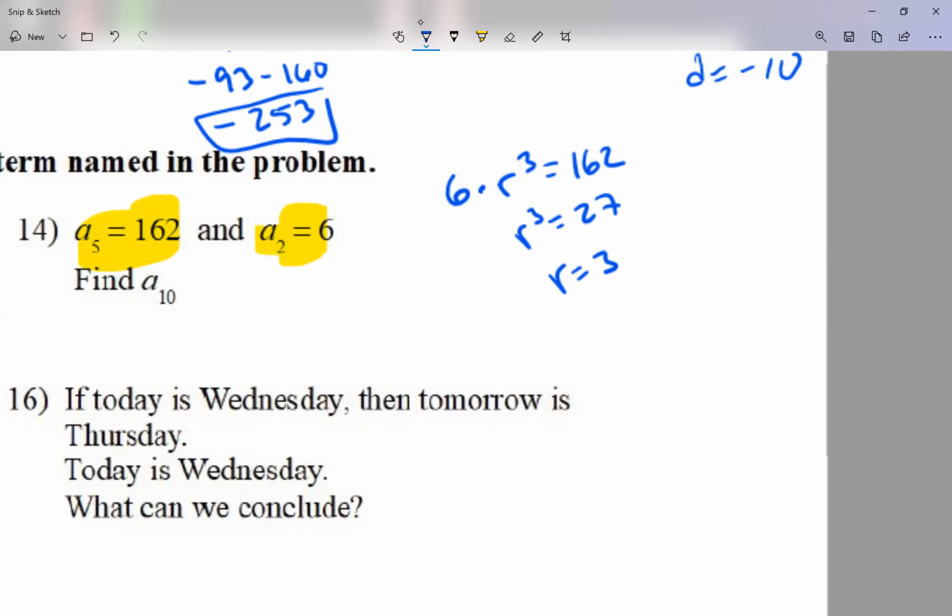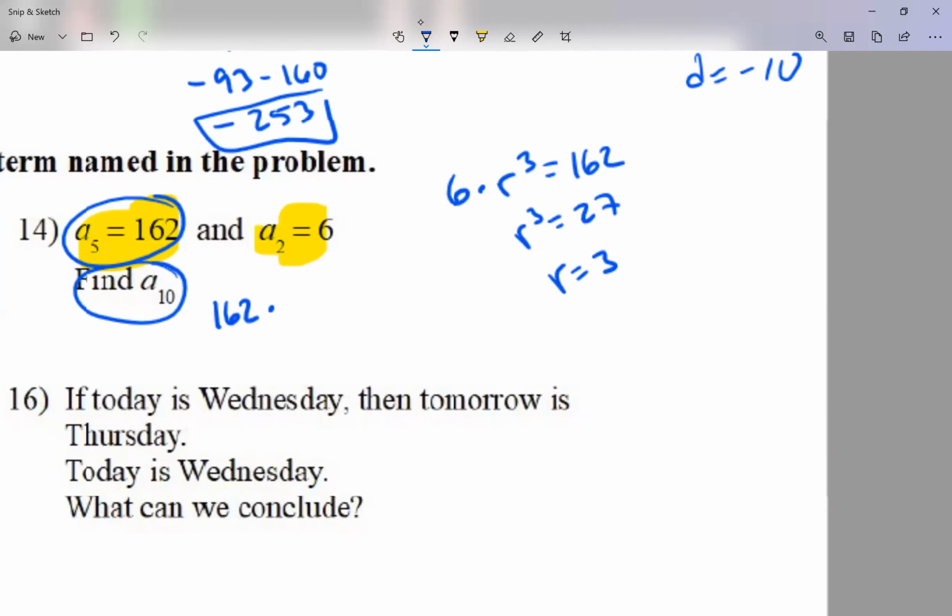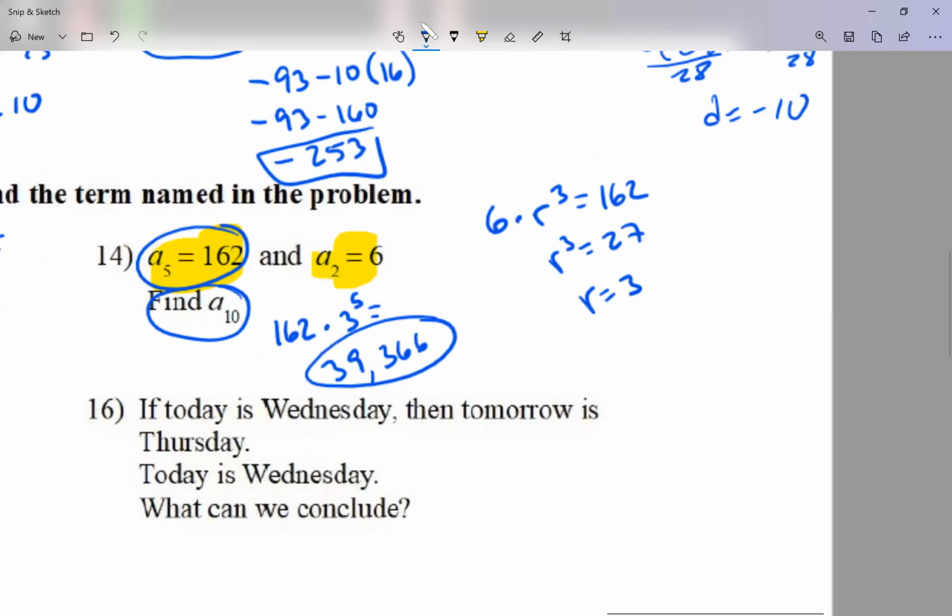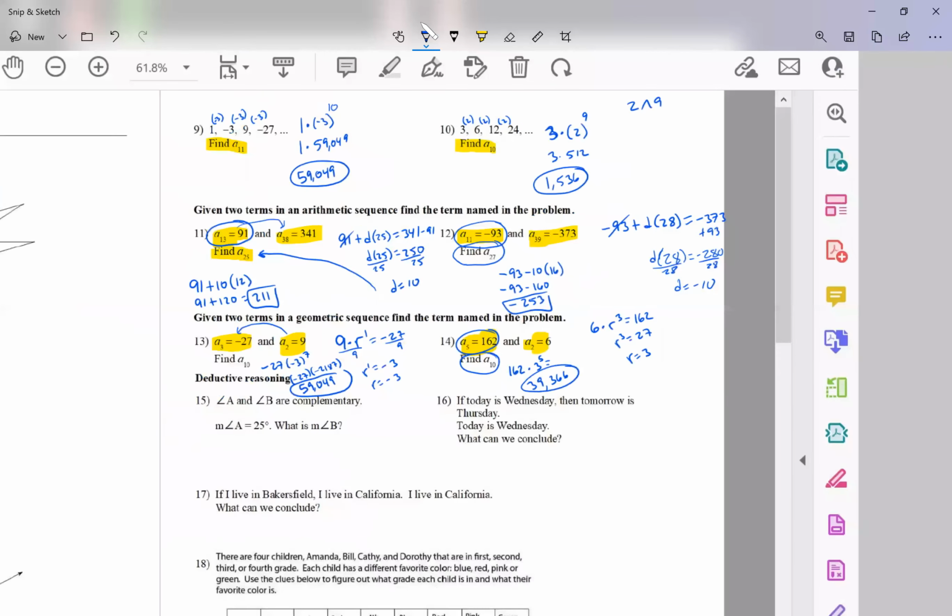Okay, I need to find the 10th number on my list. So I'm going to start, I have the fifth number and I want the 10th number. So 162 times, the ratio is 3. So 3, 5 times. So let me see, 3 to the fifth is 243 times 162 is 39,366. Okay, that's what we did today.